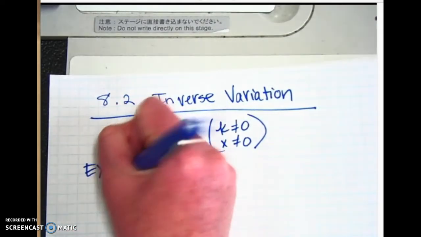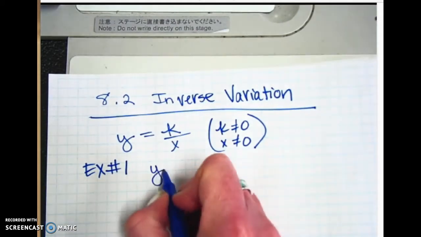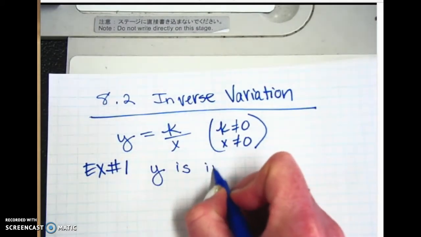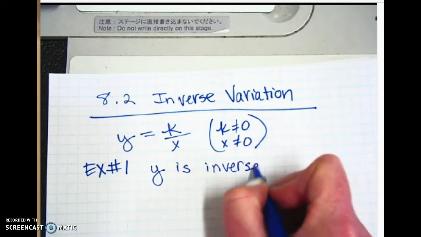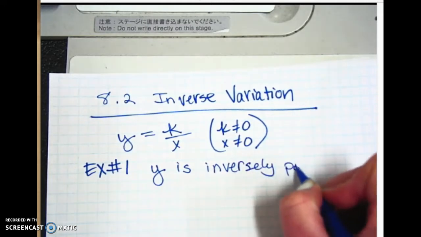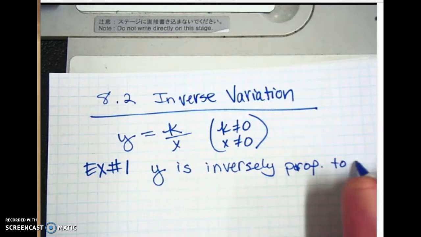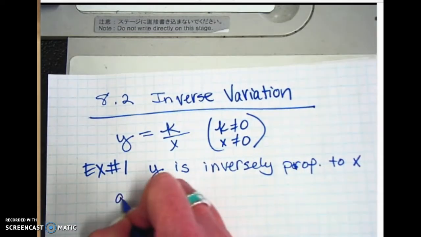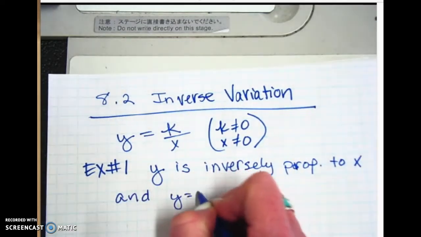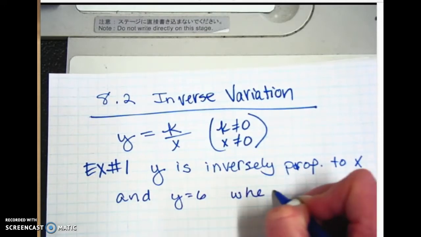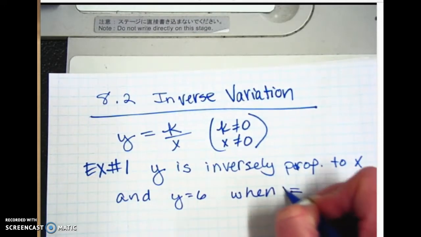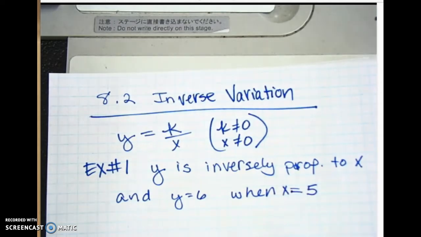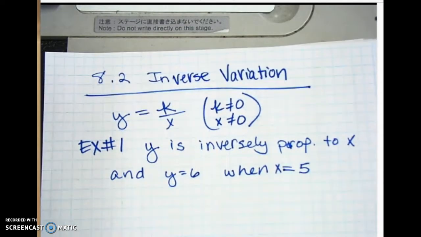So example number 1, it's going to say something like y is inversely proportional to x, and y equals 6 when x equals 5. That's going to be the first part of the problem. So remember yesterday when it felt like you had to do the same problem twice? It's going to be the same thing, okay?